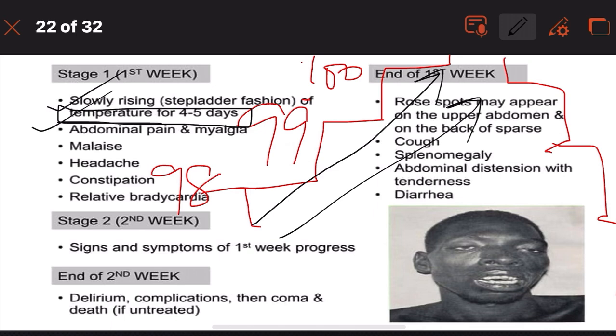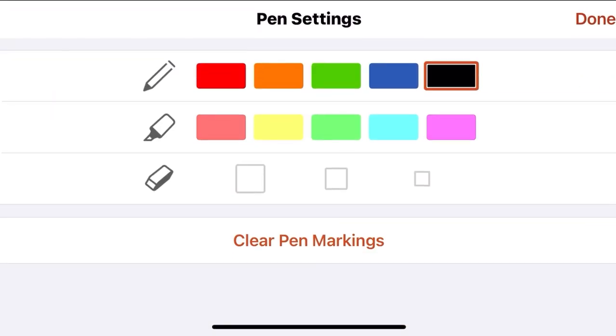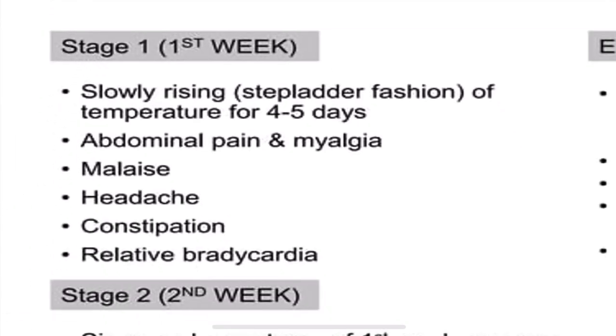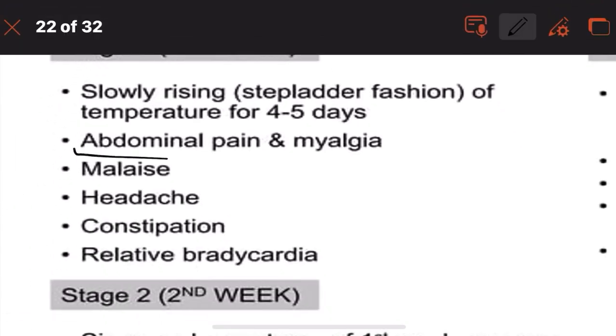And the patient can also present with abdominal pain and myalgia. Abdominal pain can be frequently associated with diarrhea or constipation. Then the patient will also present with other constitutional symptoms like headache, malaise, and we have constipation. Why has constipation been mentioned here? We saw the abdominal pain, and then comes constipation.